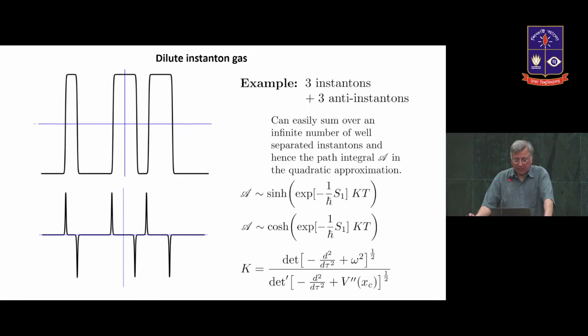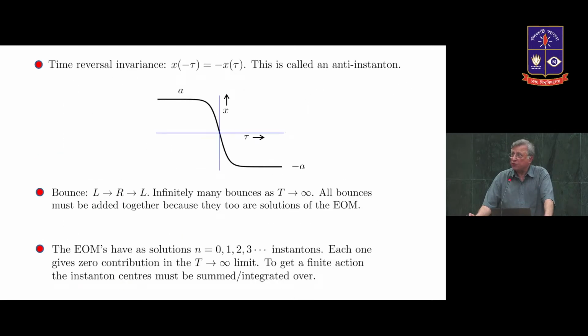So the equations of motion have solutions, and in this very trivial example, zero instantons means that there's nothing moving. Then one instanton, in which the ball goes from here to there. Two instantons mean back to where it was. Three means again go there, etc.